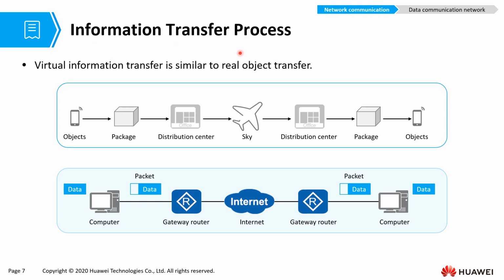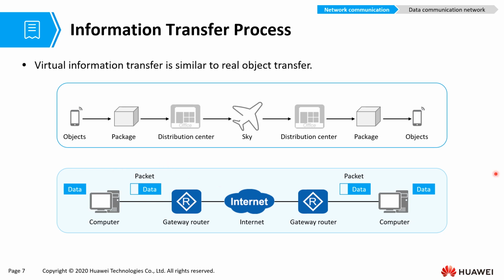Information transfer process. I would like to talk about how virtual information transfer is similar to real object transfer. In the first example, comparison between express delivery object transfer and network communication. The object is to be delivered by express delivery. The application generates the information or data to be delivered. The objects are packaged and attached with a delivery form containing the name and address of the destination.